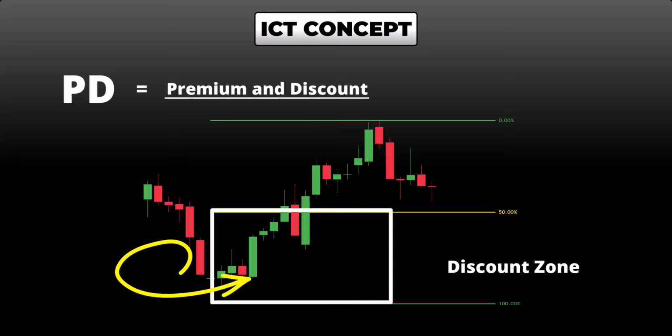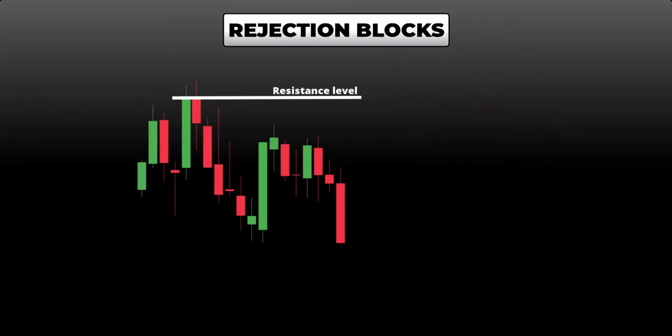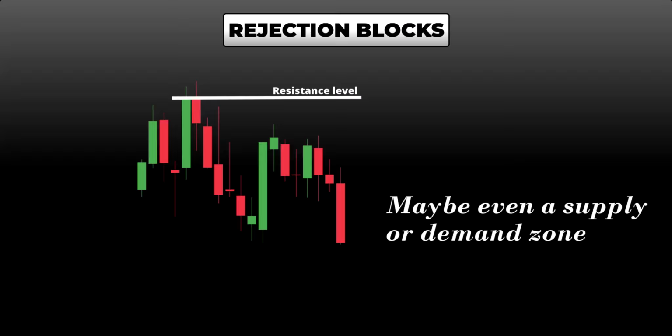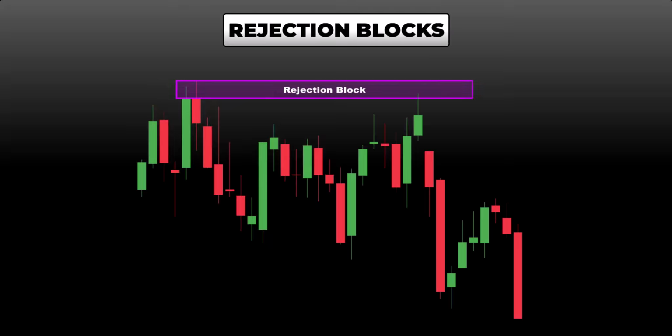Now, we will go through each and every PD array, but first, let's start with the rejection blocks. So, what is a rejection block? Imagine we have a support or resistance area, maybe even a supply or demand zone, and price reacts aggressively with large wicks. When two consecutive candles print big wicks like that, it signals strong rejection. The area from the wick's high down to the body of those candles forms the rejection block. Price often revisits these blocks and reacts again.